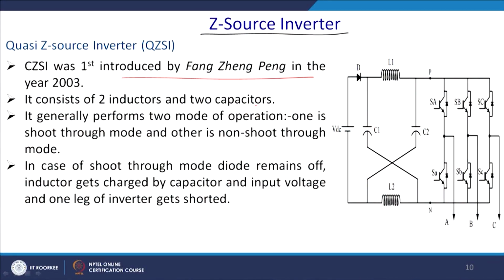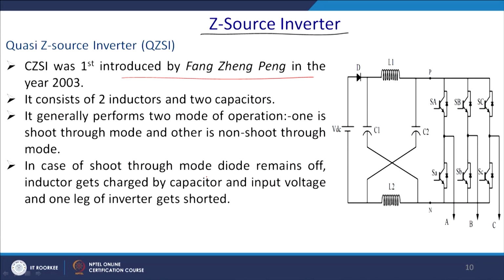We know that it consists of 2 inductors and 2 capacitors, and it generally performs 2 modes of operation. One is the shoot-through mode, that is, when you short the switches. Please refer to my lectures on the Z source inverter.